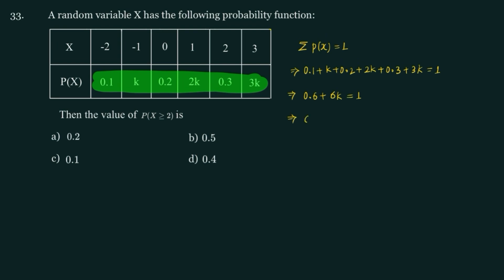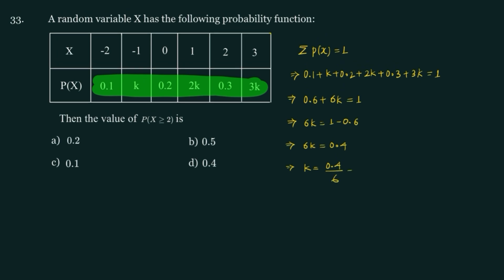So this implies 6k equals 1 minus 0.6. This implies 6k equals 0.4, and this implies k equals 0.4 by 6. So here it will be equal to 0.2 by 3. So the value of k is 0.2 by 3, but we need to find the probability of x greater than or equal to 2. So the values of x greater than or equal to 2 are 2 and 3. That means we have to find the value of 0.3 plus 3k.